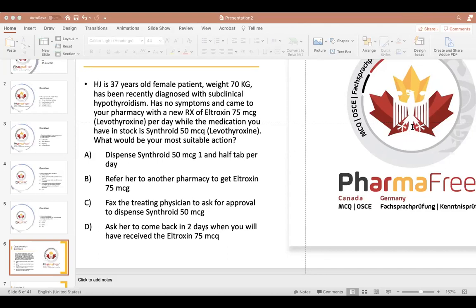Okay, so let's repeat it in Arabic for the other colleagues. Sorry Rashmi, I have to clarify it in Arabic. Okay, if you have any question let me know.